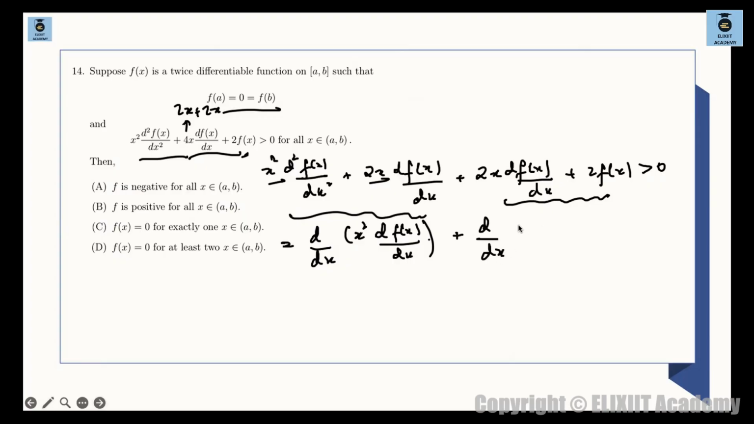d/dx of, similarly here also we have 2x times f(x). Once you differentiate this with the help of the product rule, you will end up getting this expression only. This quantity is given to be greater than 0, so d/dx, which is an operator, can be taken out common from here, and we can get some explicit function.